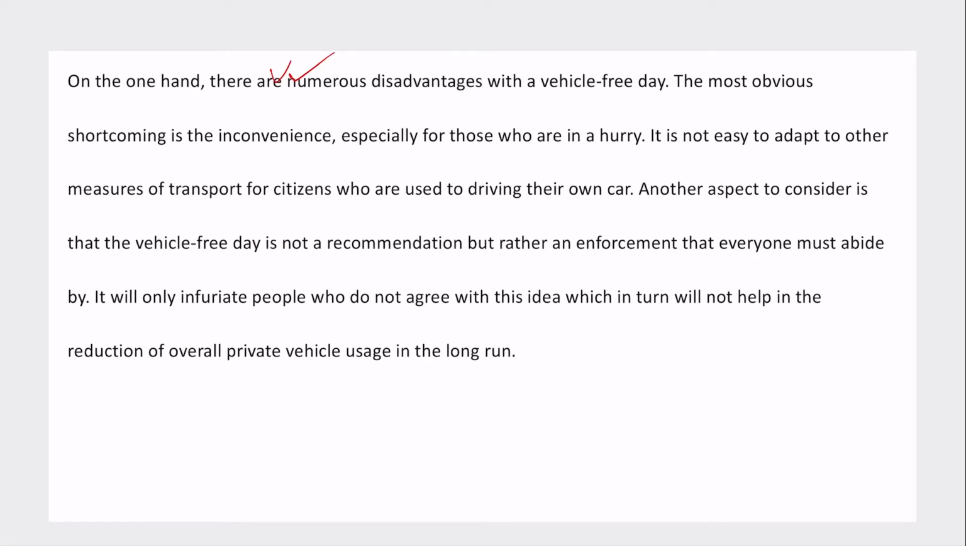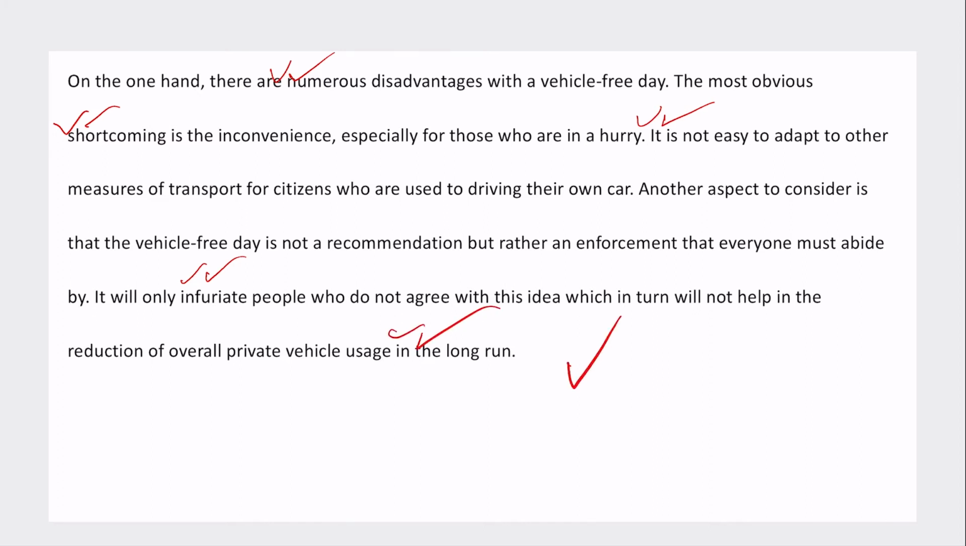On the one hand, there are numerous disadvantages with a vehicle-free day. The most obvious shortcoming is the inconvenience, especially for those who are in a hurry. It is not easy to adapt to other measures of transport for citizens who are used to driving their own car. Nice. Another aspect to consider is that the vehicle-free day is not a recommendation, but rather an enforcement that everyone must abide by. It will only infuriate people who don't agree with this idea, which in turn will not help in the reduction of overall private vehicle usage in the long run.